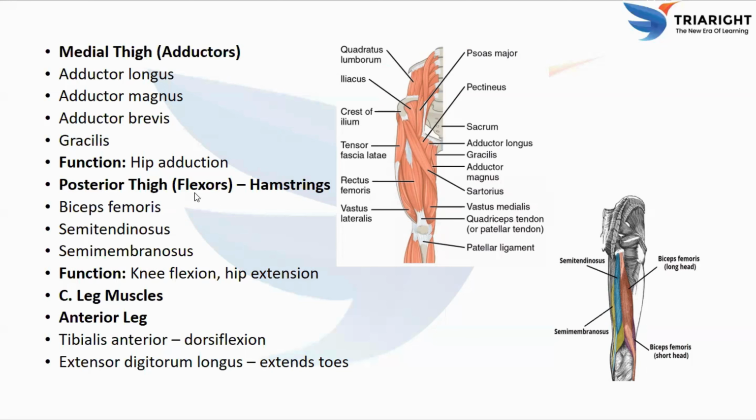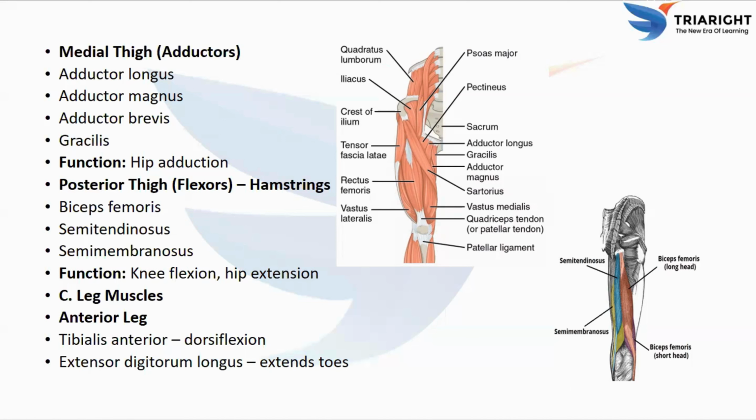So what is the function? What is the main function of the medial thigh muscles? Hip adduction. The name itself, adductors, is because they help in hip adduction. So these are used when crossing the legs and stabilizing the thigh while walking. So this is about the medial thigh.